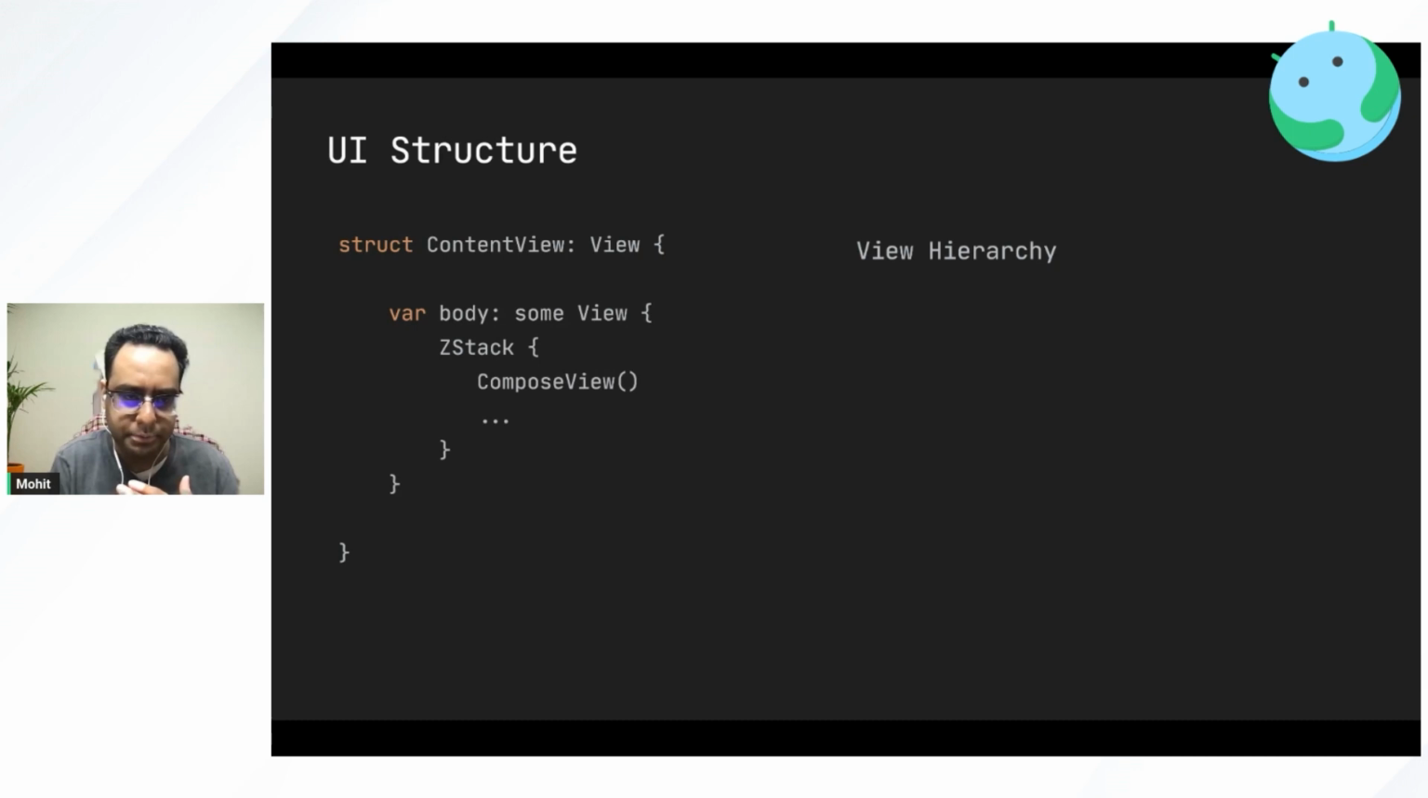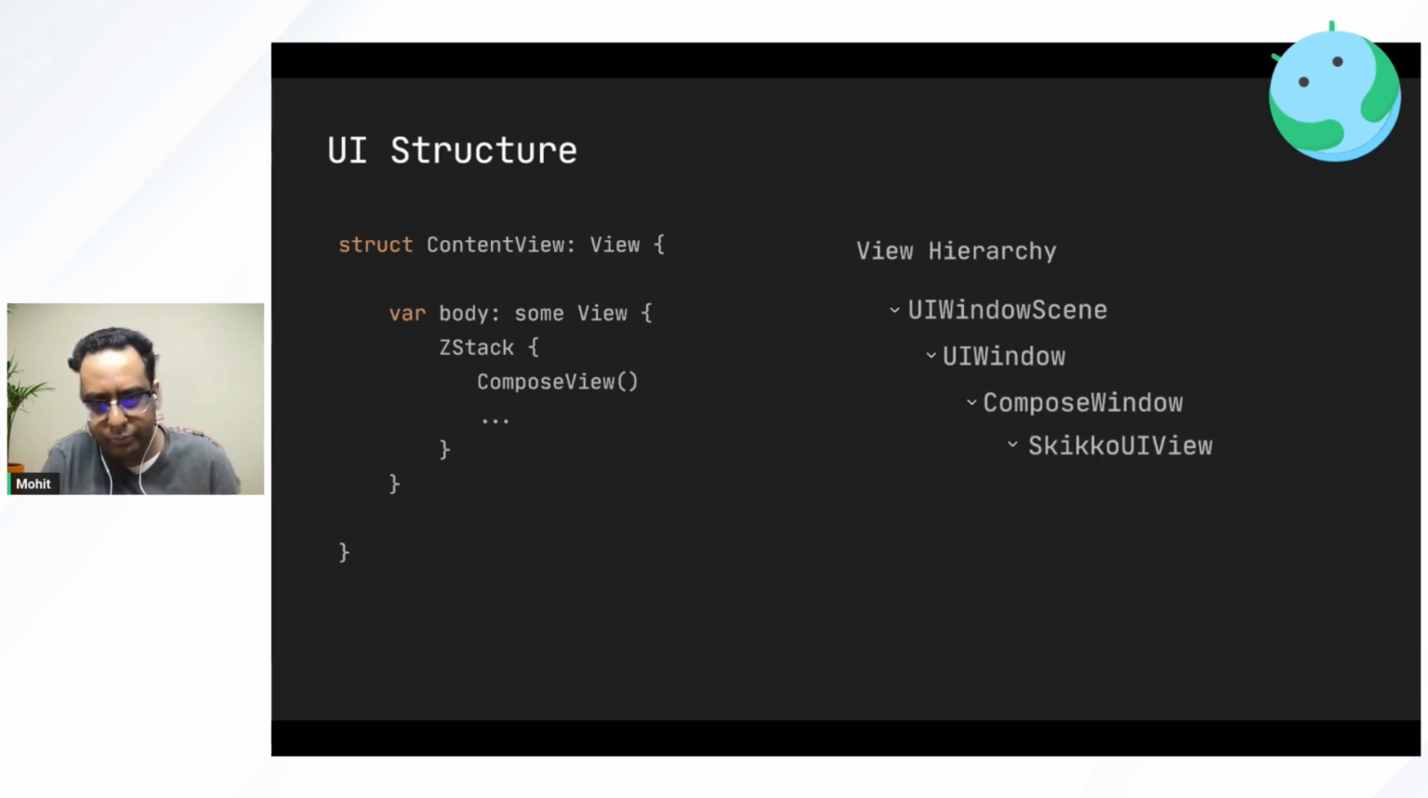I went deeper and looked at what the view hierarchy looks like. What's being added to the view hierarchy when I run this? What's being added for the Compose view? When you look at the view hierarchy, you'll see it starts from the UI window scene, then the UI window. Then what you have is the Compose window. This library adds this Compose window abstraction, this layer. And then you'll see it has something called SkikoUIView that it also adds in there. And the question is, what does that mean, and where does that come from?